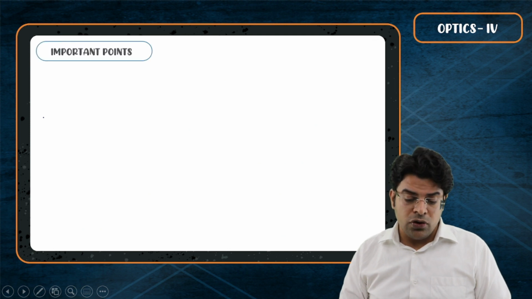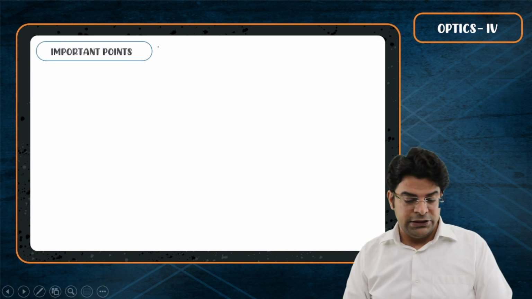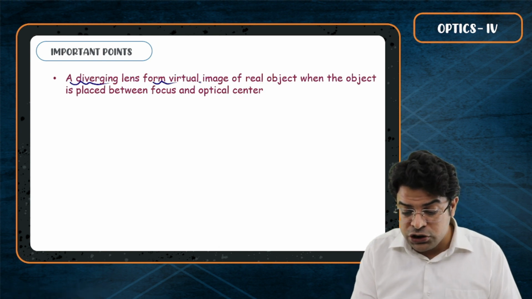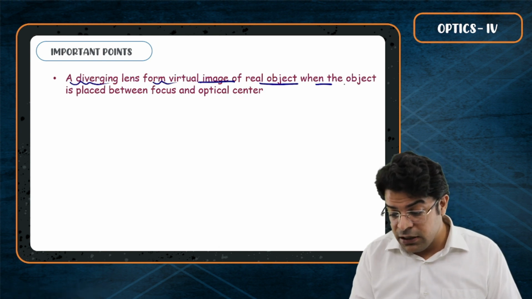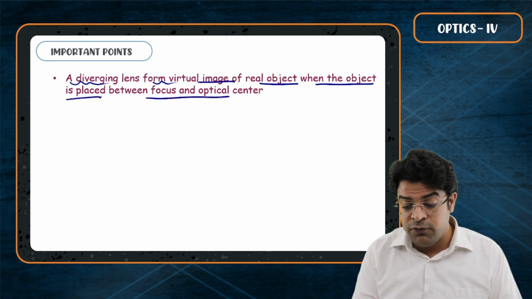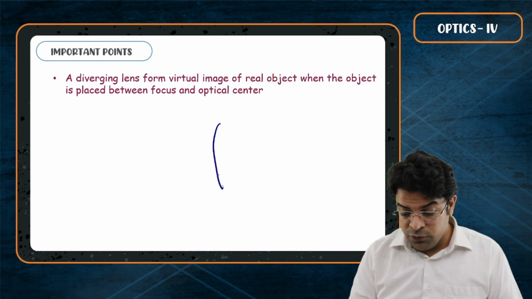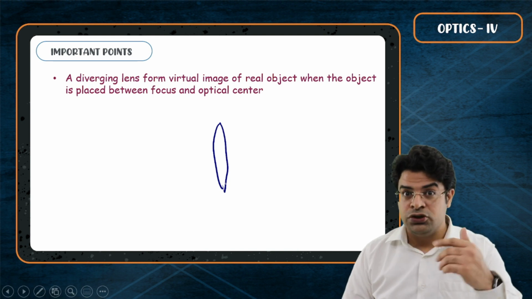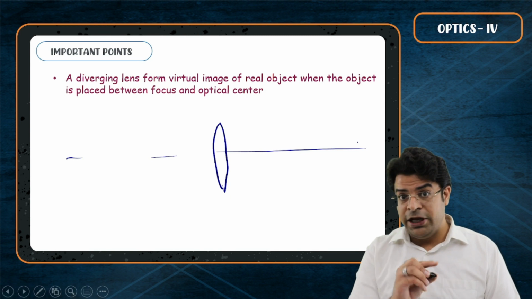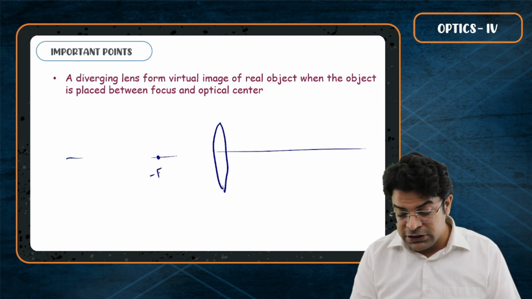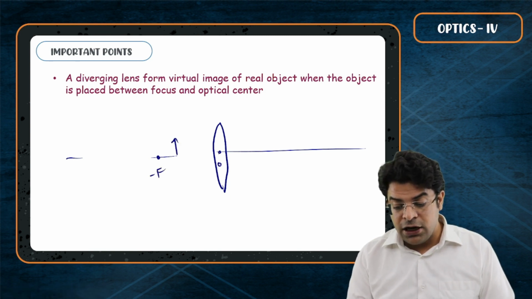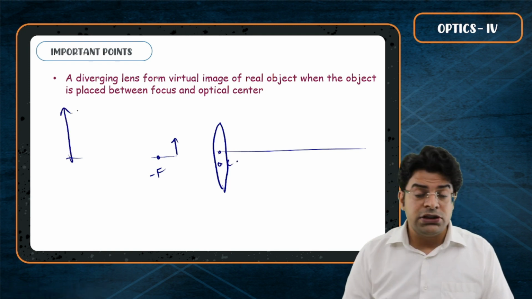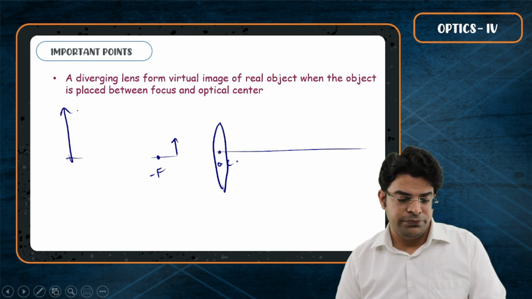Now it's time to talk about some important points regarding lenses. The first point, this is important. A converging lens forms a virtual image of a real object when the object is placed between focus and optical center. So for a converging lens, which is used in microscope and telescope, to form a virtual image, the object must be placed between focus and optical center. The lens forms a virtual enlarged erect image.